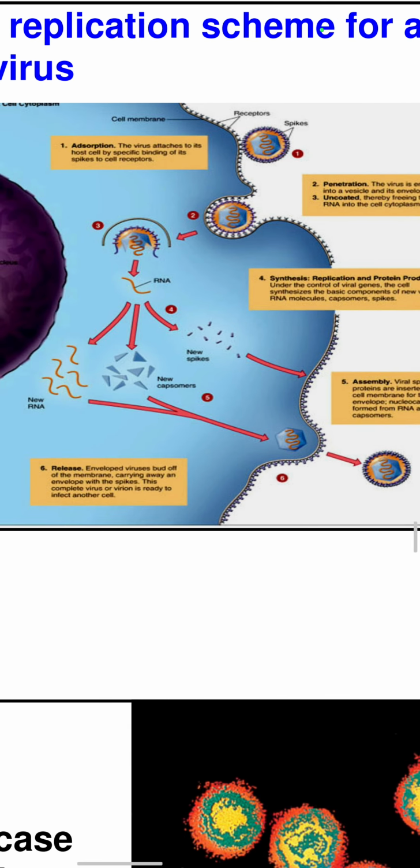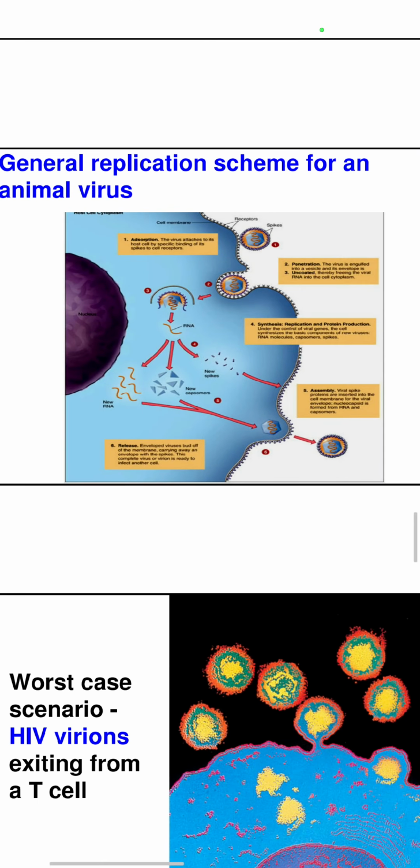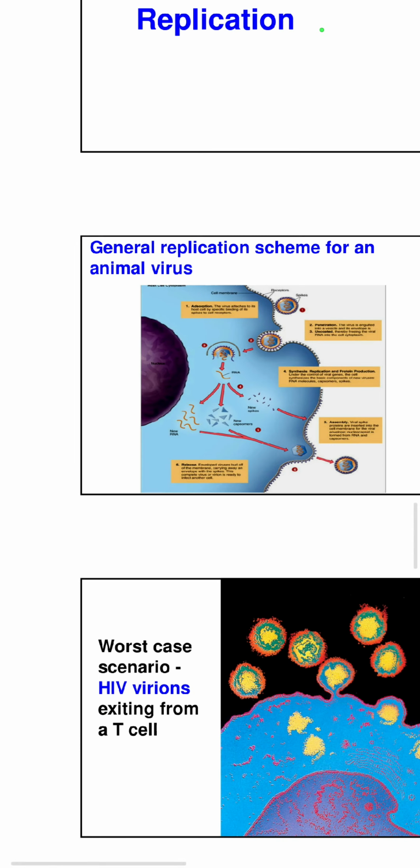And the last one would be the release, which makes the enveloped viruses bud off of the membrane, carrying away the envelope and spikes. This complete virus, or virion, is ready to infect another cell. So that's how the replication scheme of animal viruses works. From the introduction that I gave, from the adsorption or attachment to the penetration, as I said a while ago, in penetration we have endocytosis and membrane fusion.